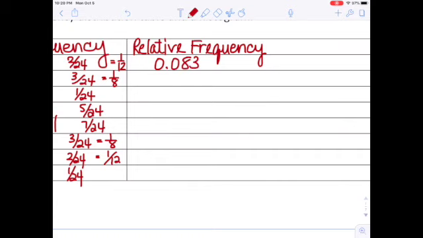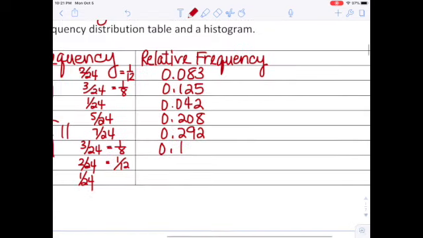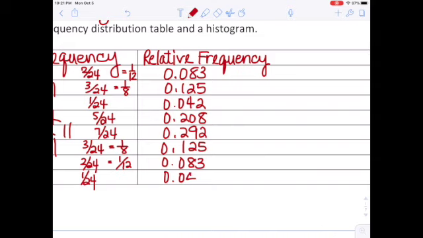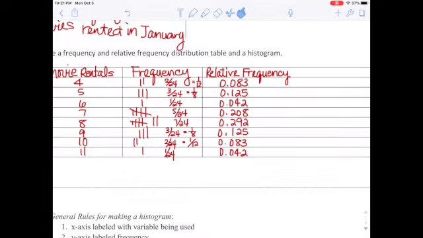When you figure out the decimals by punching the calculator, that's going to be about 0.083, and the second one is 0.125, 0.042, 0.208, 0.292, 0.1125, and then 0.083, and 0.0442.